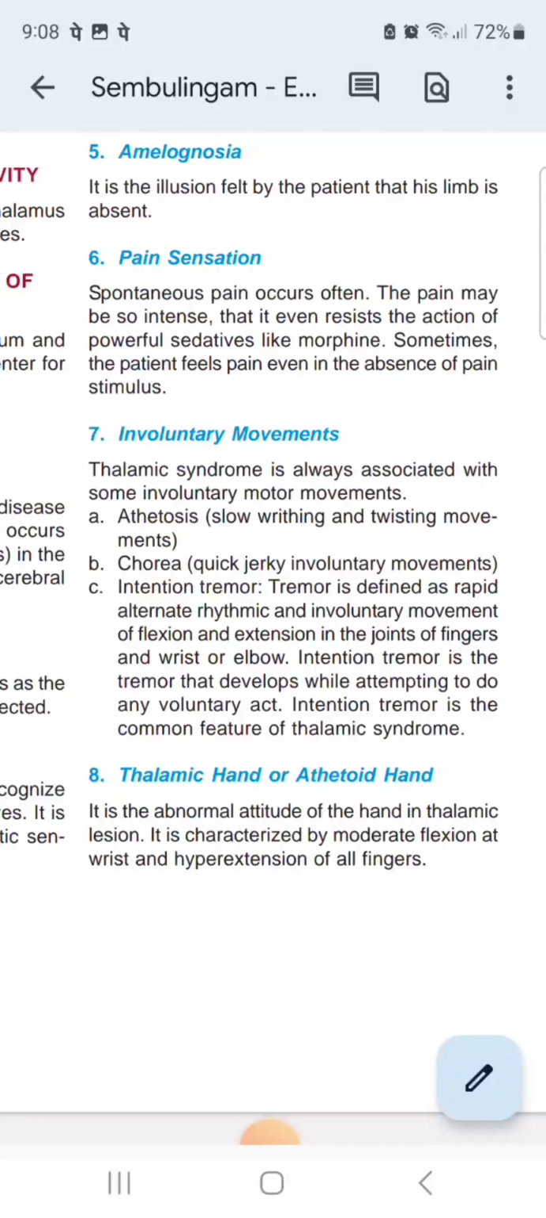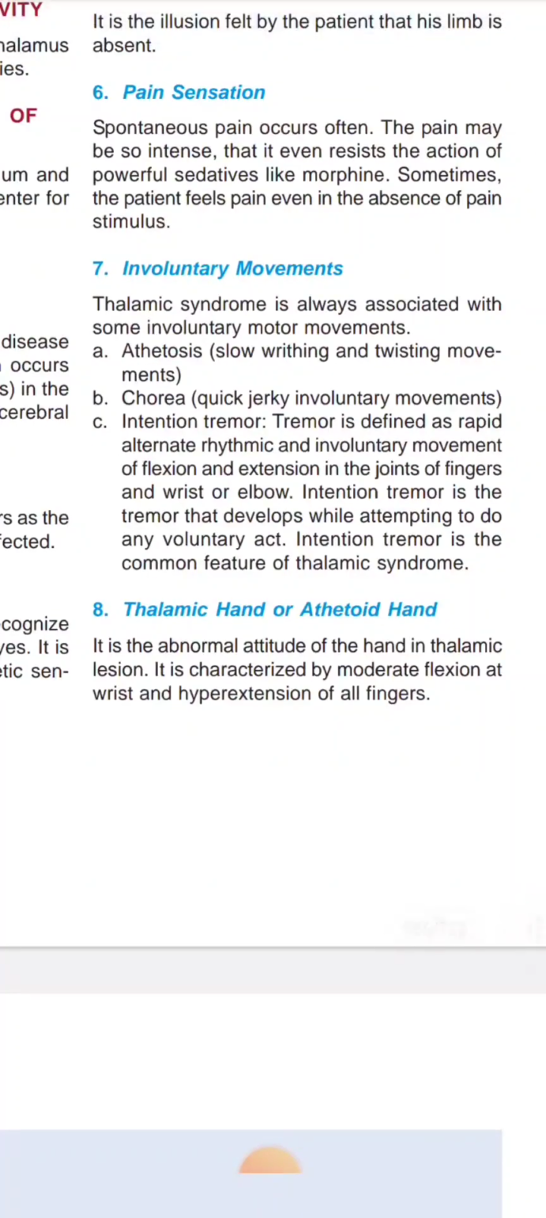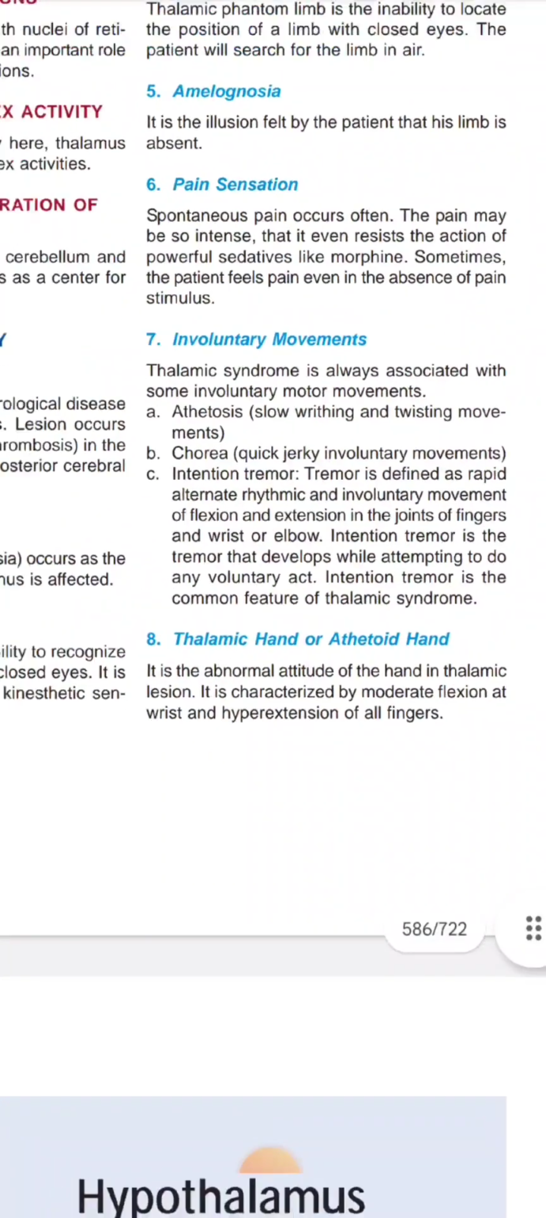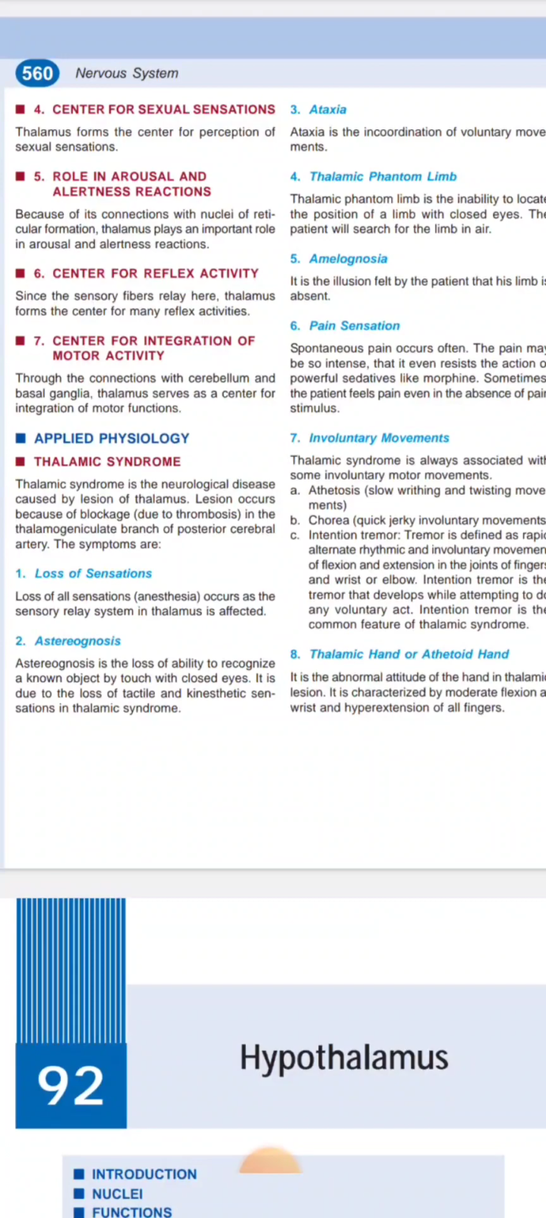Some involuntary movements are also observed like athetosis, chorea, intention tremor, all these we will see. Next, thalamic hand. Thalamic hand means abnormal attitude of the hand in thalamic lesions, which is characterized by moderate flexion at wrist and hyperextension of all the fingers. Okay, so these are all the signs and symptoms of thalamic syndrome.